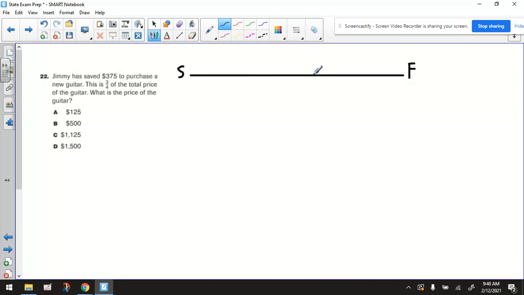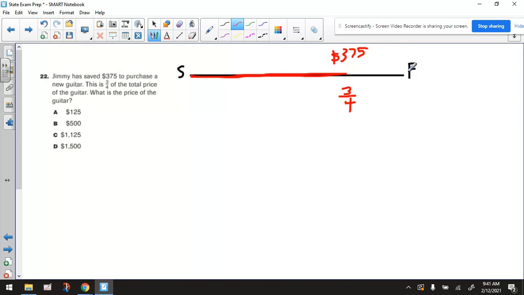All right, so if we map it out, sometimes that can help you understand the question. If you've saved the full price, then you'd be over here. But we're talking about 3/4. So if we ballpark that, what would that look like on a number line? That would probably look like this amount right here that you would have saved. So we're saying that that's $375, and it's also 3/4 of the full price.